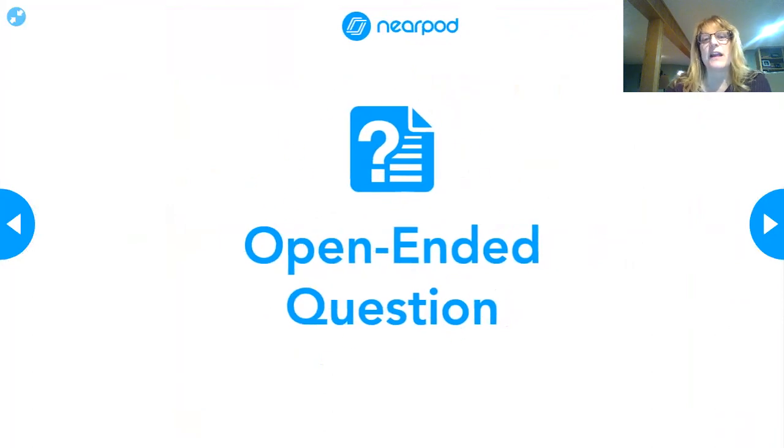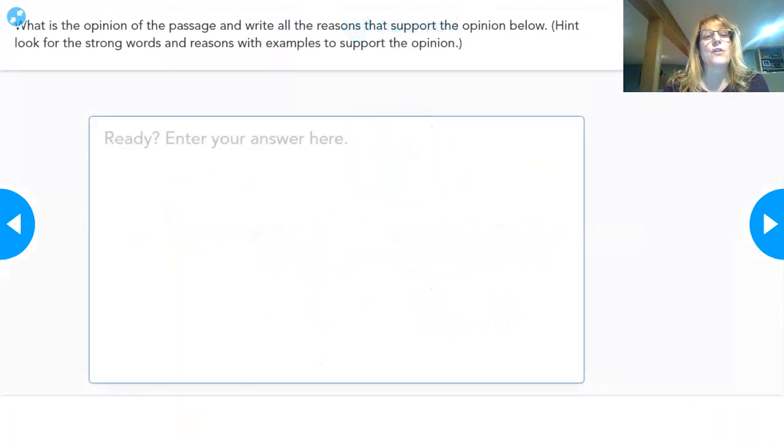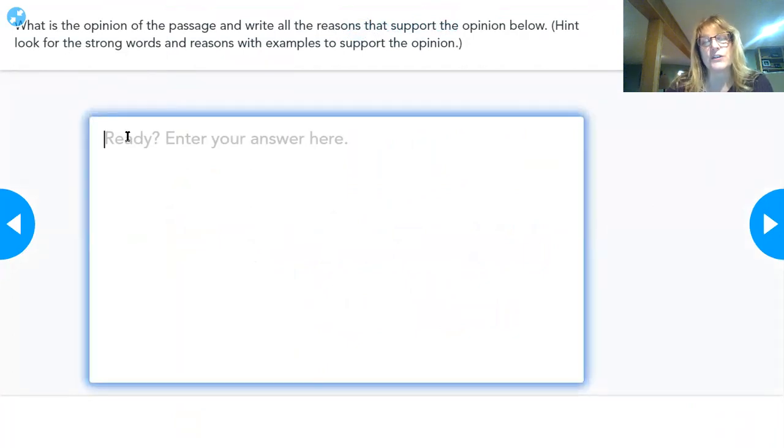That's why if you are writing and jotting those notes down, you're going to answer this question. What is the opinion of the passage? And write down all the reasons that support the opinion below. Hint, look for the strong words and reasons with examples to support the opinion. So you'll click your cursor here and you'll write the opinion of the article, or of the text, was. You'll write that down and then you'll write the reasons and list the examples that they give you to support that.